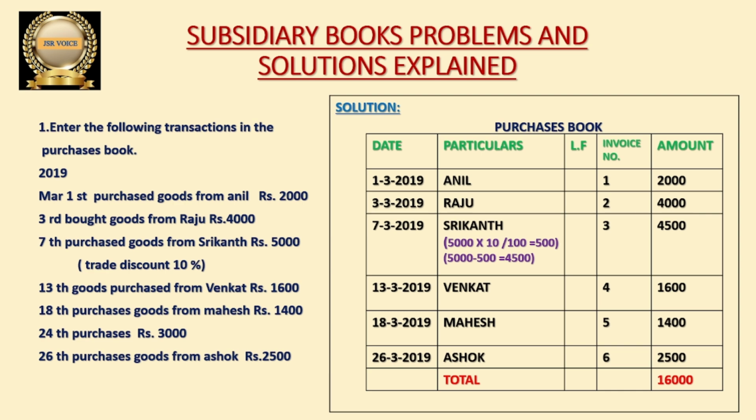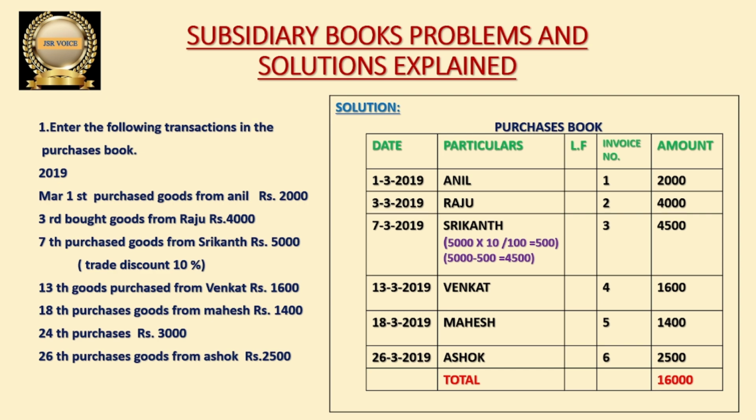I did not write, you can see 24th date transaction I did not write in the purchase book because that is cash purchases, name is not given. Okay, so if name is not given, that is assumed as cash purchase only. So since name is not given, we are not writing here.